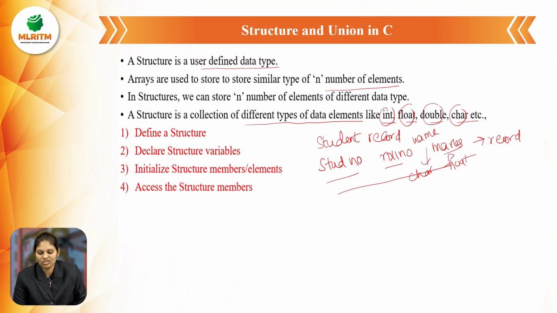So a structure also takes different types of data types. N number of data elements can be stored in a structure. The most important points are defining a structure, declaring a structure variable, initializing the structure members and elements, and accessing the structure members. So how do we define a structure?